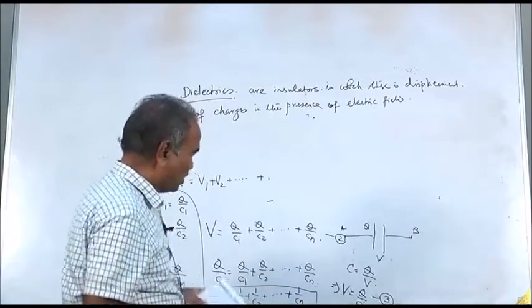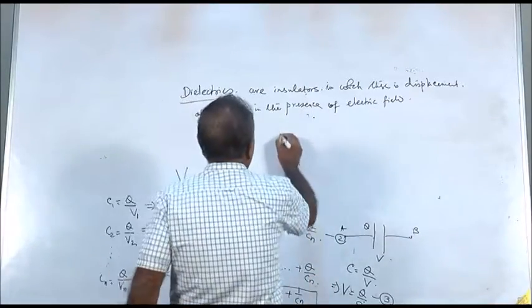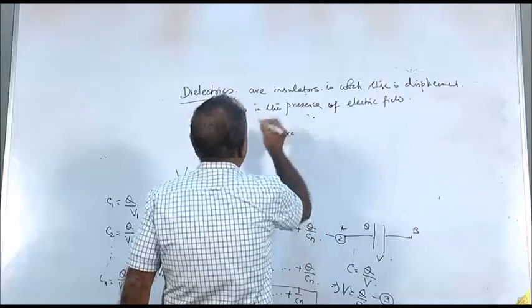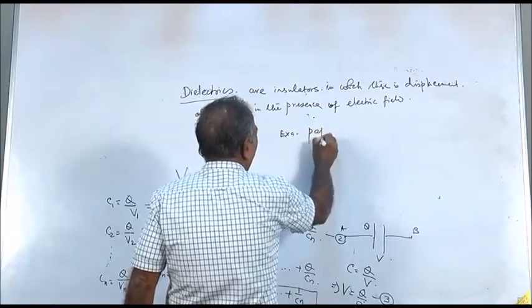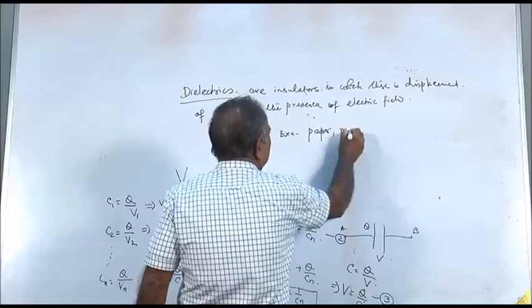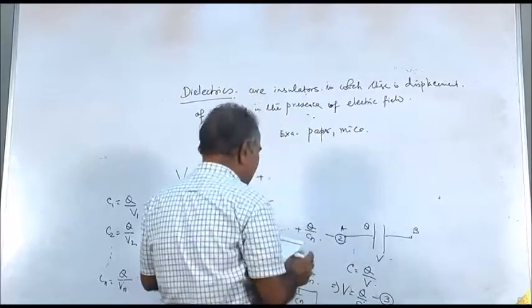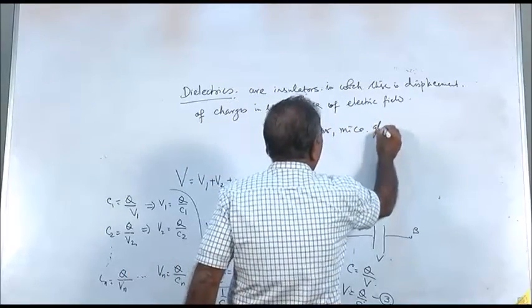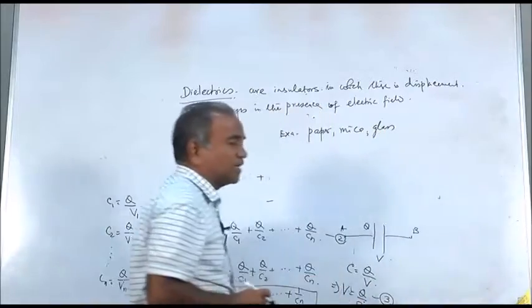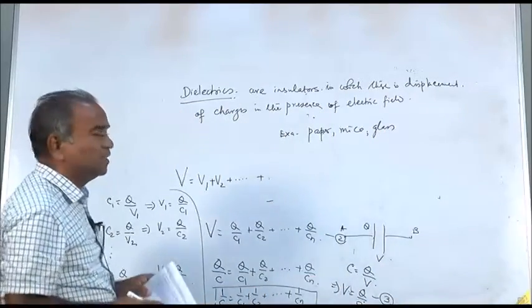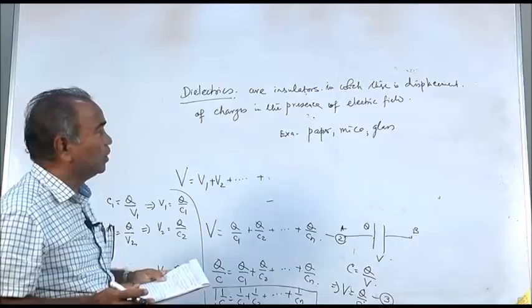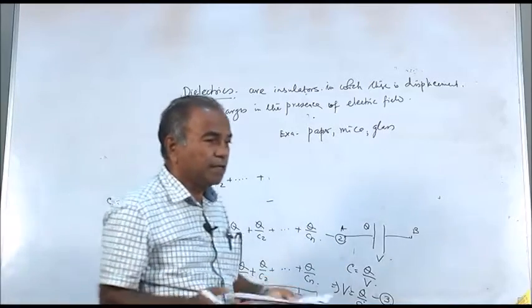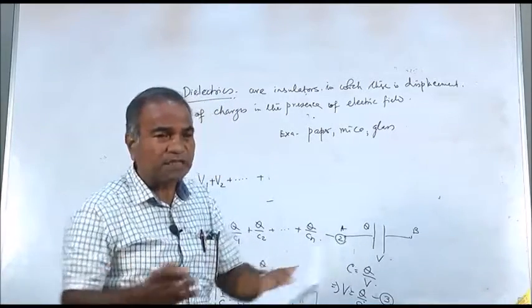Examples of dielectrics are paper, mica, and glass, and there are also some other examples which are insulators. There will be no current flow in an electric field, but there will only be displacement of charges.